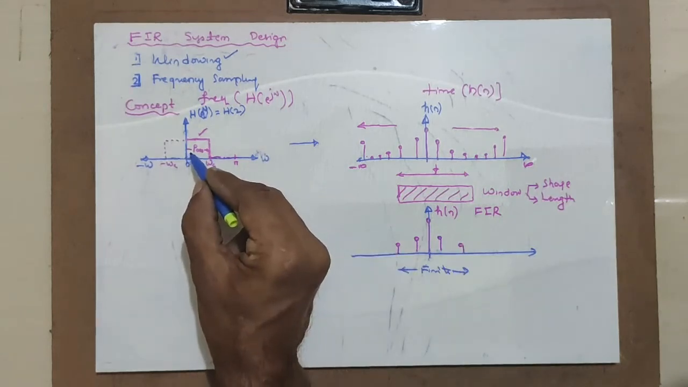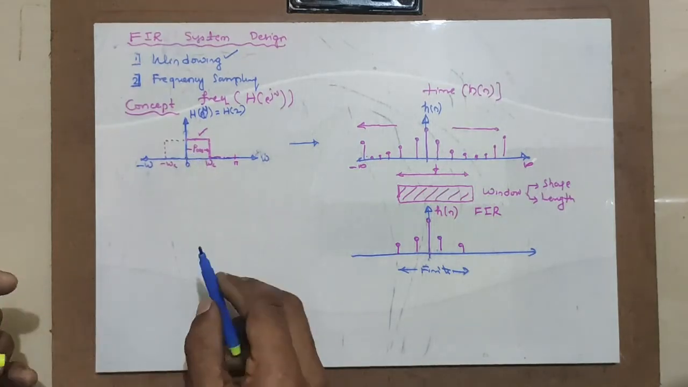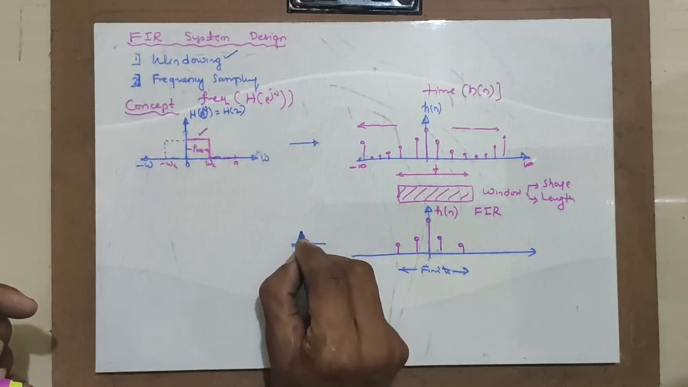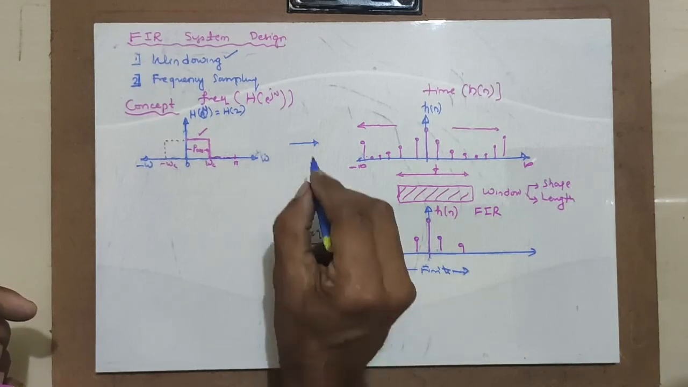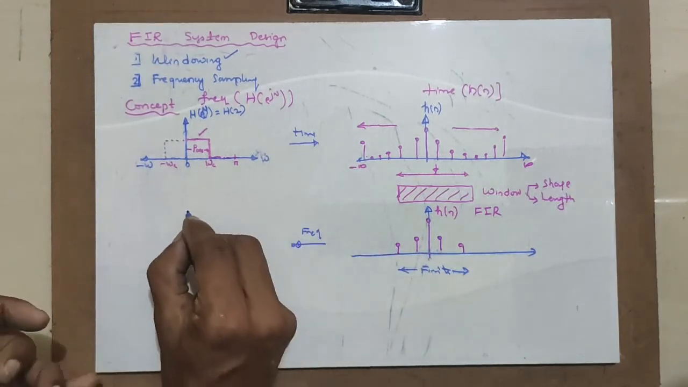negative effect on H of omega, or H of e raised to j omega. Now what happens? You see, you are now coming back to frequency. Here you had passed through time. Now you are coming back to frequency. Now what is the effect of this?